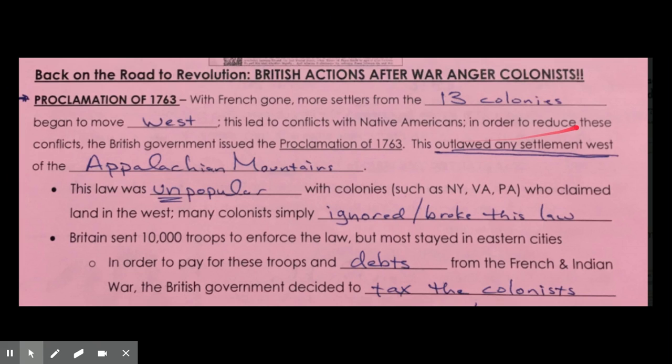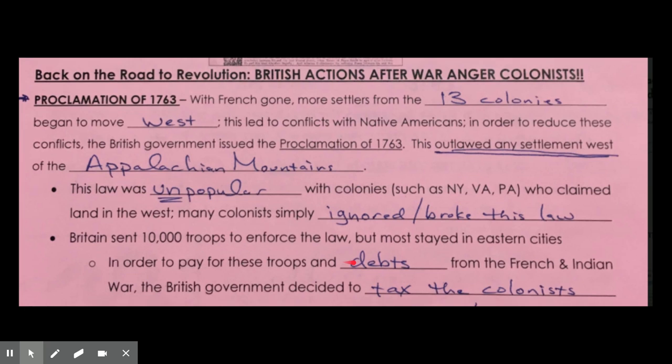And as you can see, you can fill in the notes here, you can pause it. Make sure you underline this part, because when I ask you what was the Proclamation of 1763, I don't want you to tell me this part. I want you to tell me this part, that it outlawed any settlement west of the Appalachian Mountains. The law was unpopular with colonies who claimed land in the West. Many ignored it or broke the law. Britain sends troops over to enforce it.